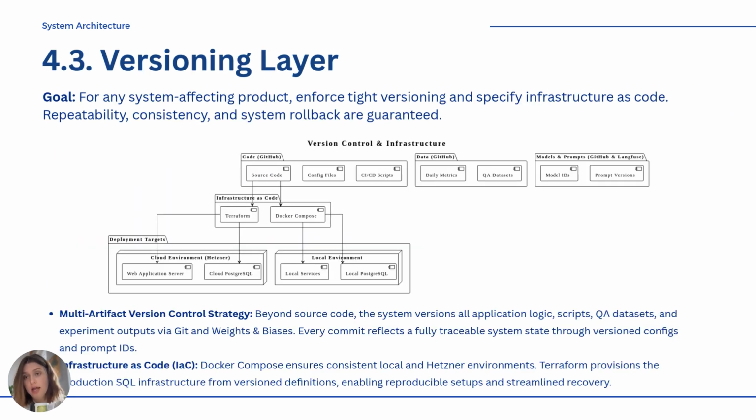The versioning layer ensures repeatability, consistency, and traceability across the entire system, covering code, data, models, and infrastructure. We use multi-artifact version control, not only source code, but also configs, CI/CD scripts, question answering dataset, and experiment outputs. They are all versioned via GitHub, Weights and Biases, and Sentry. Infrastructure is managed as code. We have Docker Compose that keeps the local environment consistent with production. We have Terraform that provisions Hetzner cloud services like PostgreSQL and application servers. We want to make rollback safe.